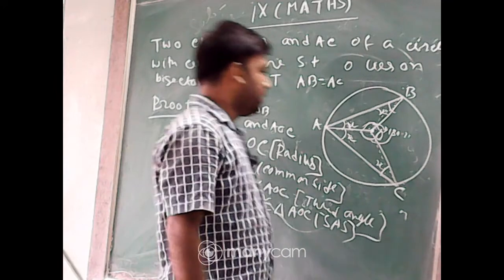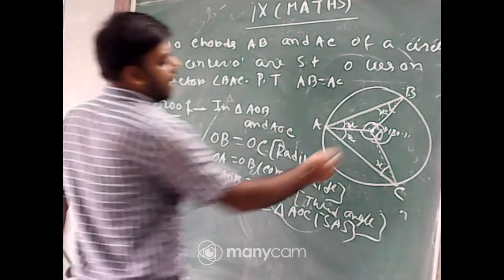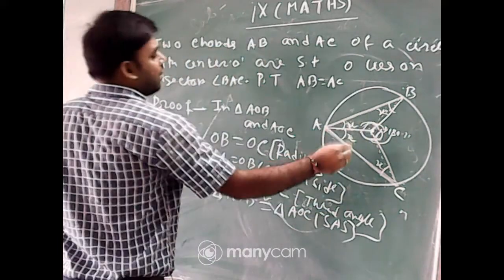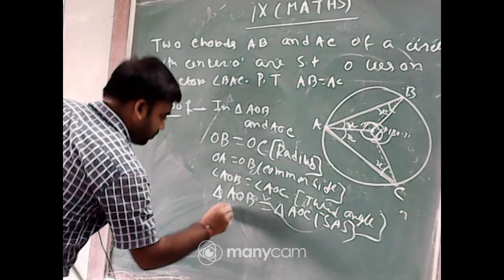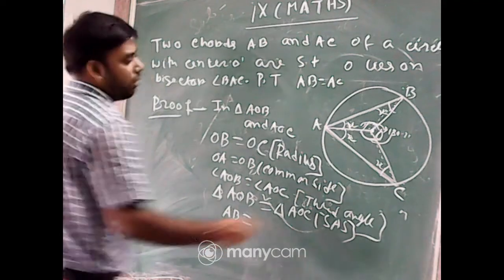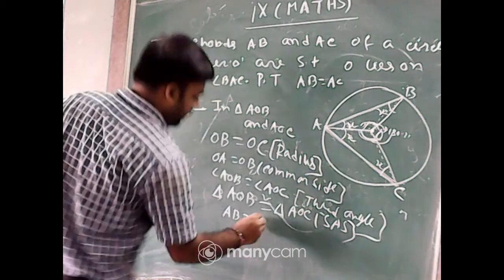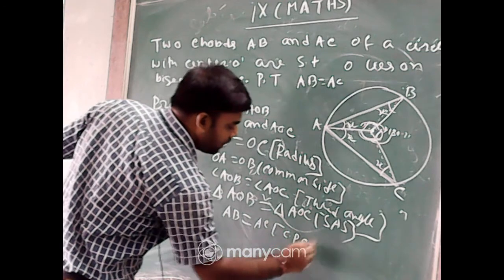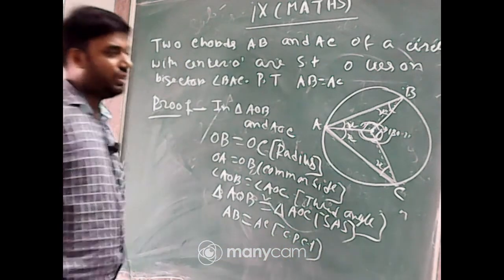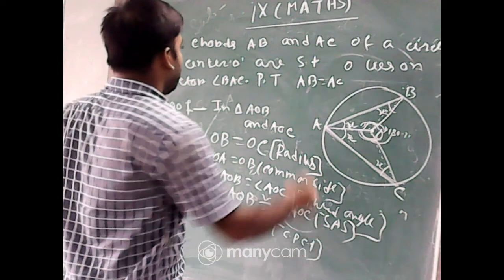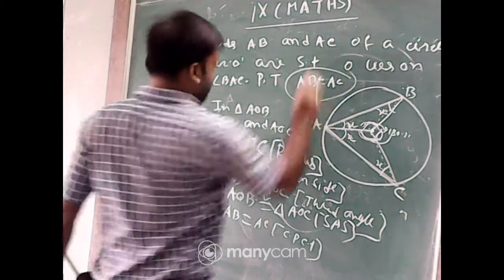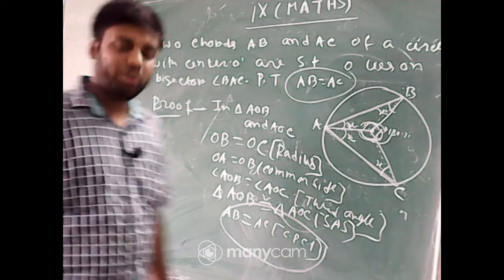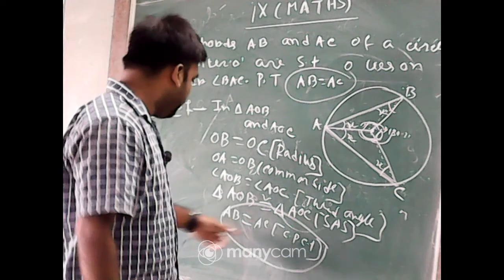Now students, what will be the opposite side of this angle and this angle? Opposite side of this angle, that is AB. Opposite side of this angle, that is AC. That is by CPCT. Using CPCT we can say AB equal to AC, and just look at the board that our required proof is also AB equal to AC. Okay, so we got the proof.